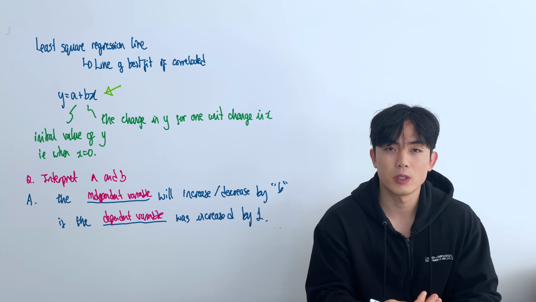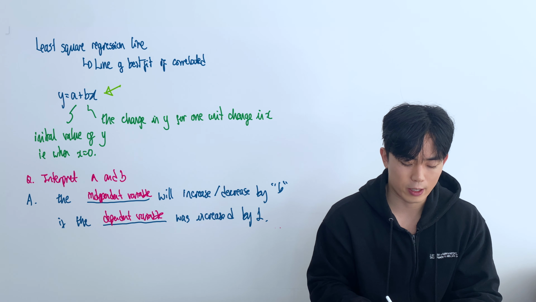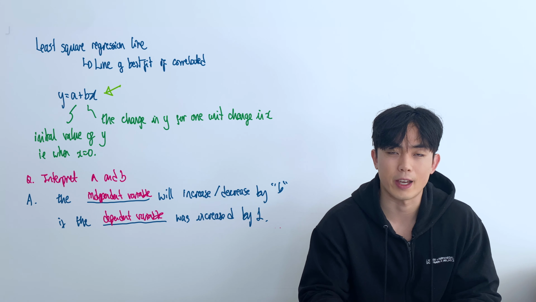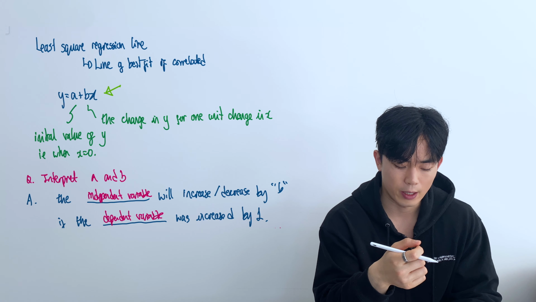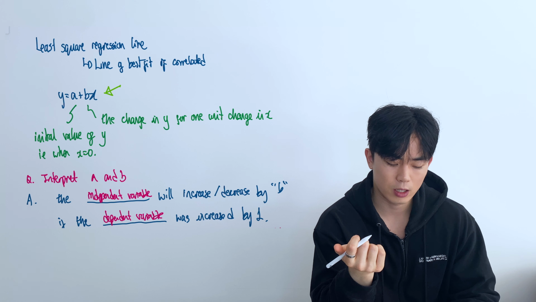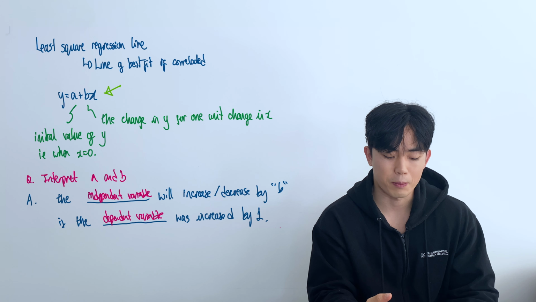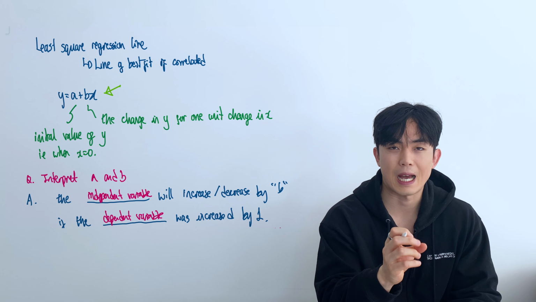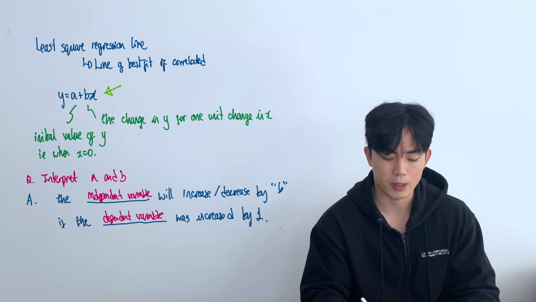Now, just some common definitions. They'll ask you, what does the b represent? You just say the change in y for one unit change in x. I.e., if I change x by 1, how much will y increase by? You can think of it like the gradient, right? And they might say, what is this a value? Then you just say the initial value of y, because if I put x is 0, then that's what the value of y is going to start off at. So those are some common definitions of what a and b are.